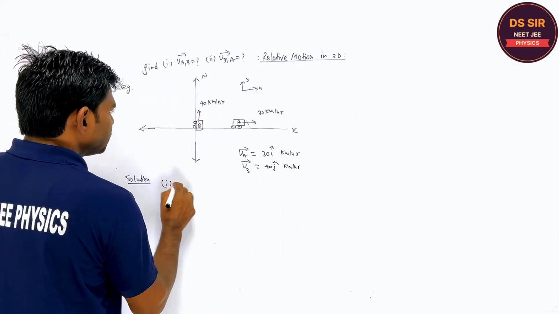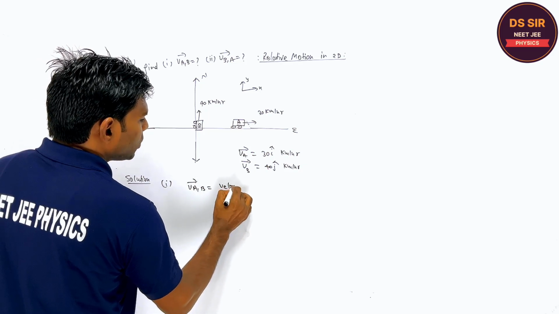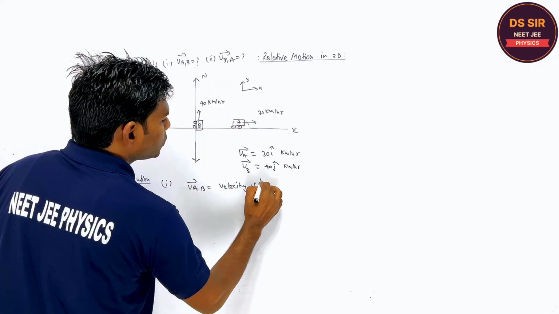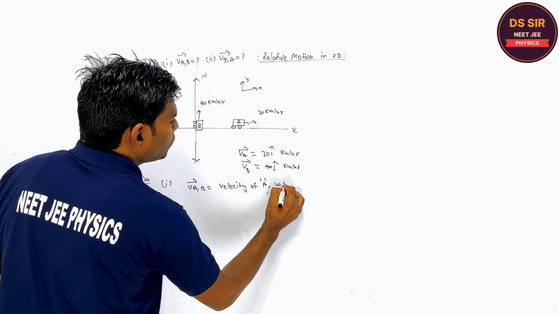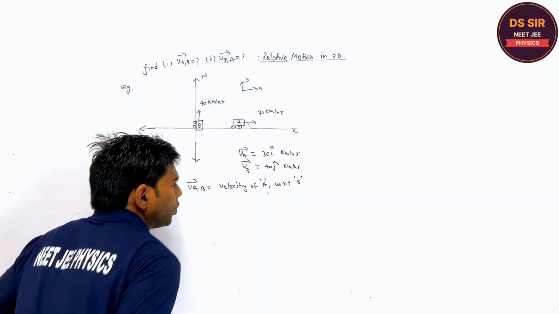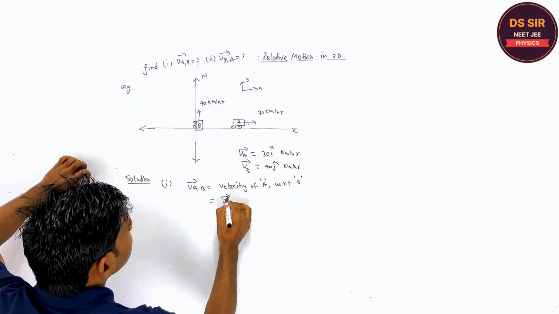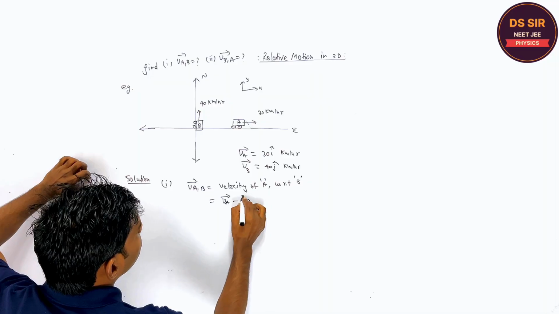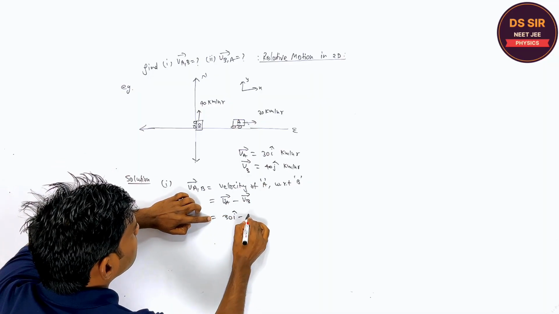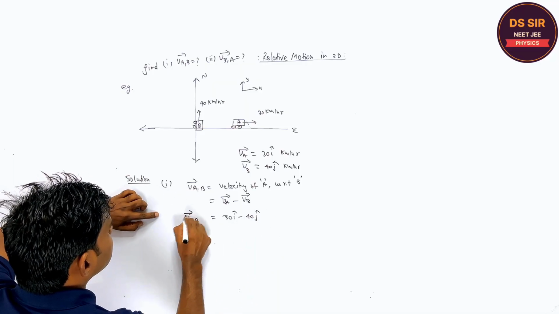Now in the first case, velocity of A with respect to B, what is this? This is the velocity of A with respect to B. Is it clear? Okay, what is the velocity of A with respect to B? It means velocity of A minus velocity of B. What is the velocity of A? 30 i cap minus 40 j cap. So this is the velocity of A with respect to B.